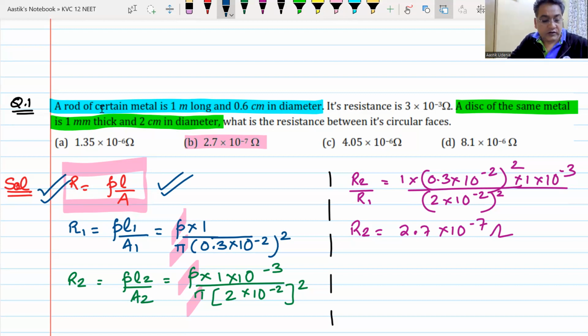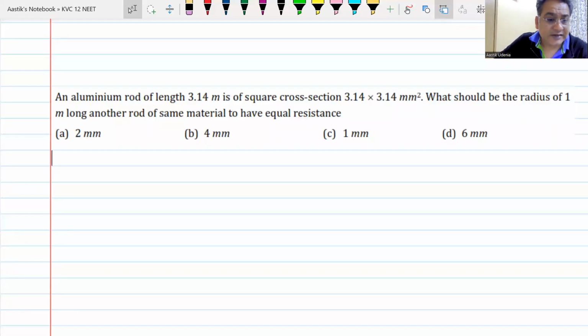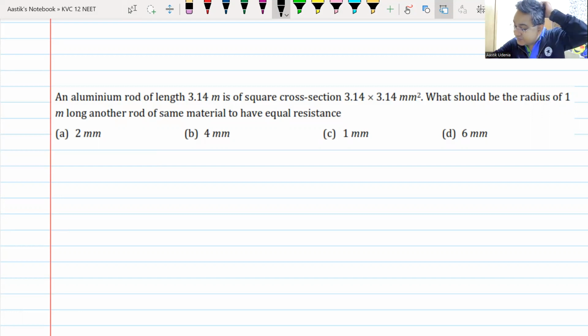Yes, sir. Okay, this is the question. This question can definitely come in your exam. An aluminum rod of length 3.14 meter has a square cross section. What should be the radius of another rod of the same material which is 1 meter long to have equal resistance? So the 3.14 meter rod has a resistance given to you, its area is given to you. We have to find out the radius.